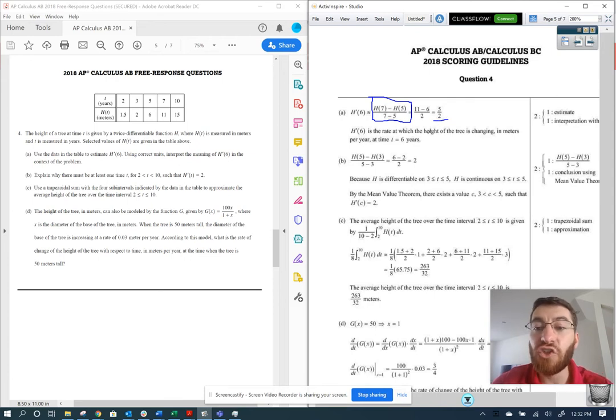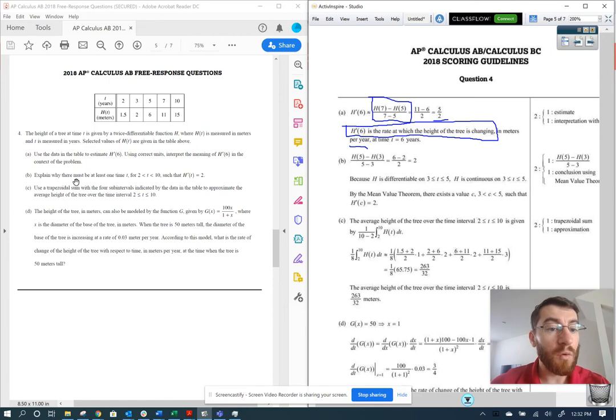So that's your estimate. Interpretation is you have to have the rate at which the height is changing, because we start with height, and when you do a derivative, that's a rate now. It's a rate of change. Okay, so rate at which the height is changing. So if you don't have anything that talks about the rate, then you don't get that point. You also don't get the point if you don't get the units right. Meters per year. So if you don't get either of those right, then you lose that whole point.